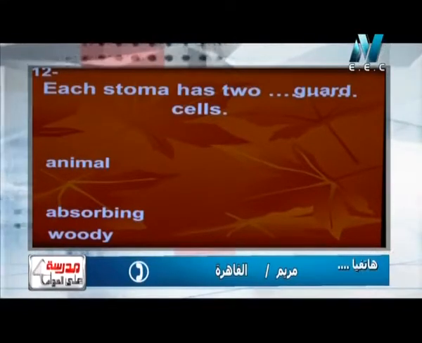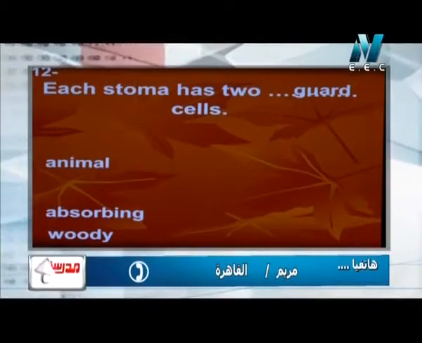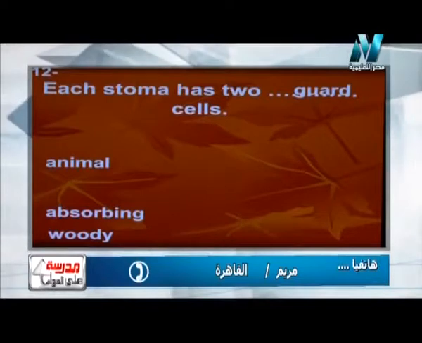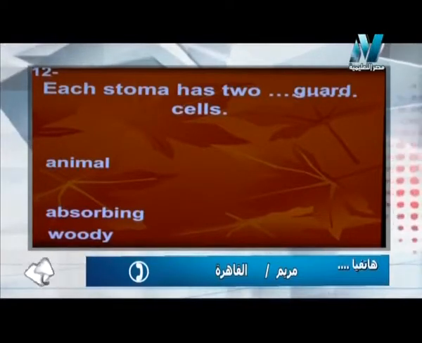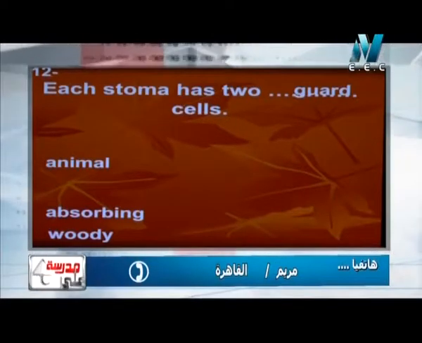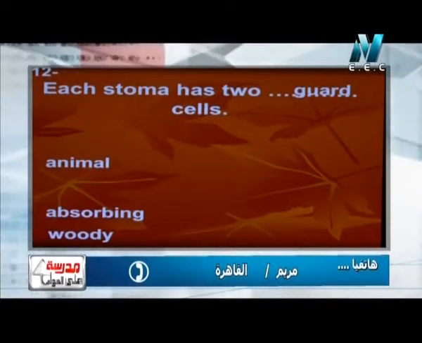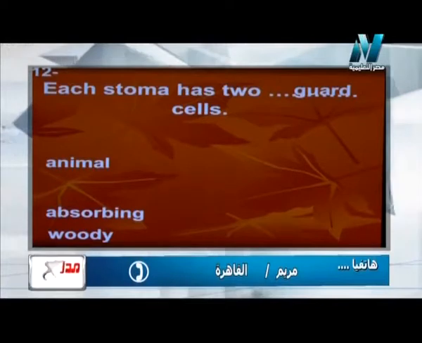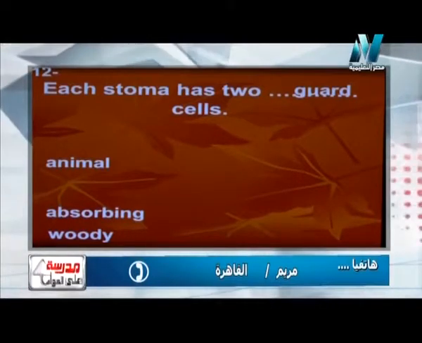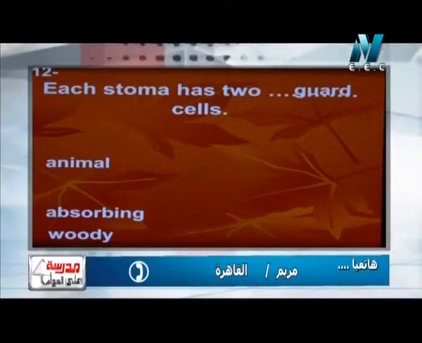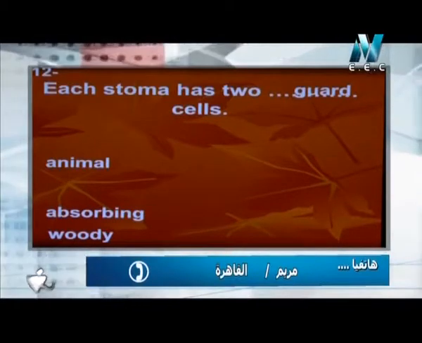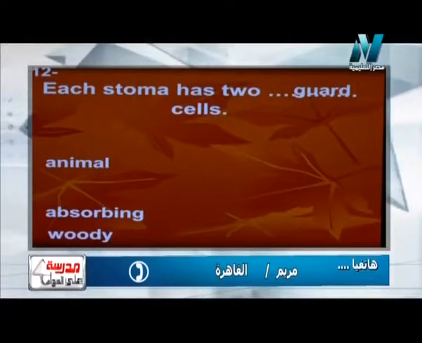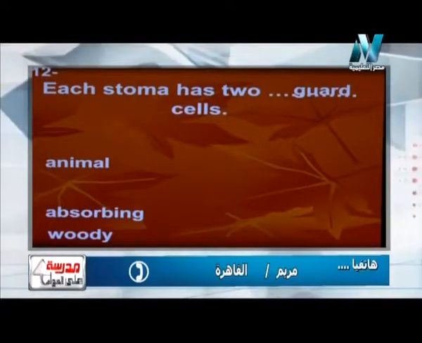So again, what is the function of the two guard cells? The two guard cells control the opening and the closing of the stoma, to control the losing of water. They control the opening and the closing of the stoma to save water for the plant.